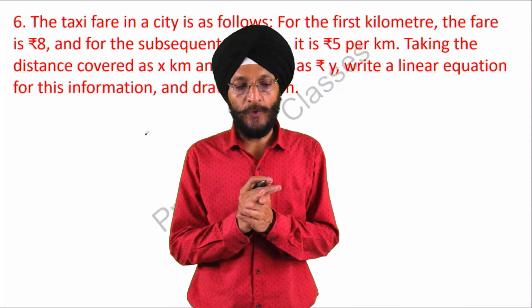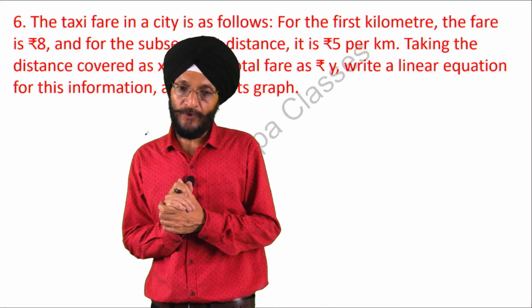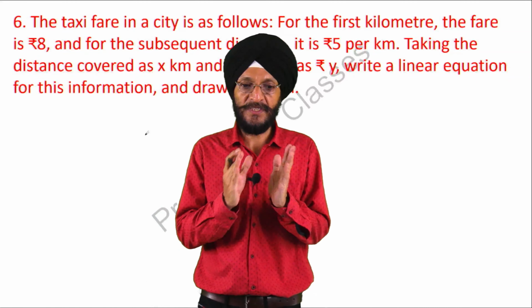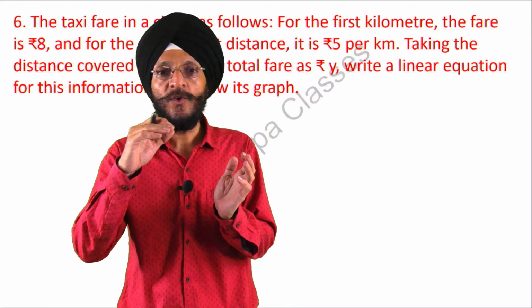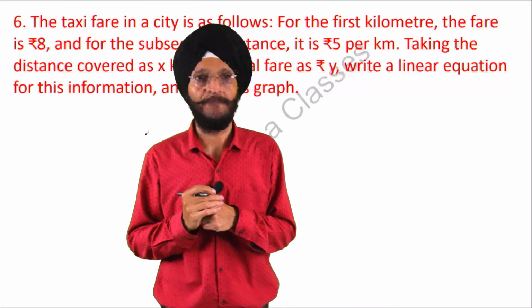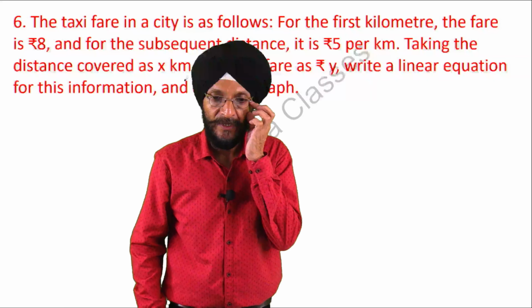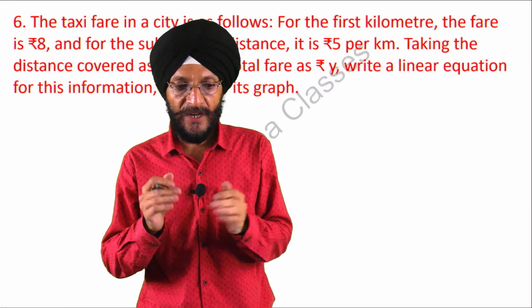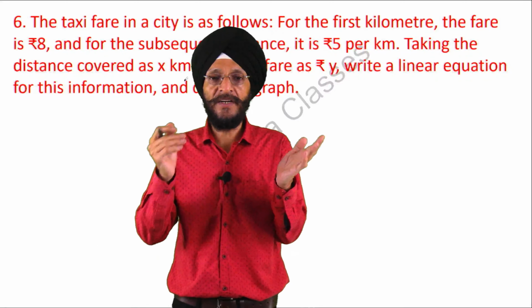Now the question before us is: the taxi fare in a city is as follows. For the first kilometer, the fare is rupees 8, and for the subsequent distance, it is rupees 5 per kilometer. Taking the distance covered as x kilometer and the total fare as rupees y, write a linear equation for this information and draw its graph.